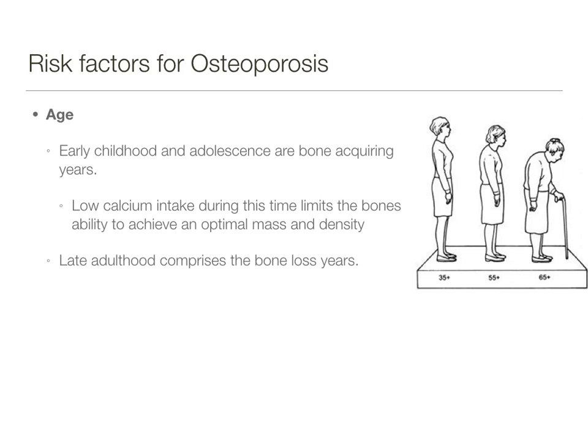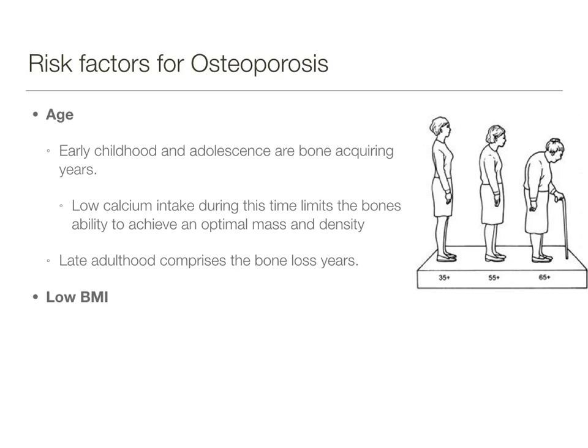Late adulthood, on the other hand, comprises the bone loss years. This is shown in the image at right, with a woman of approximately 35 years having still, most likely, a peak bone mass. As the years progress, however, her bone mass decreases with the onset of menopause and old age, and you can see that she becomes shorter and more stooped in her stature as her bones lose the structure they once had.